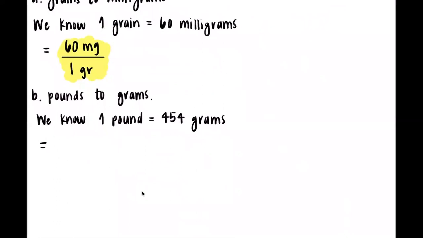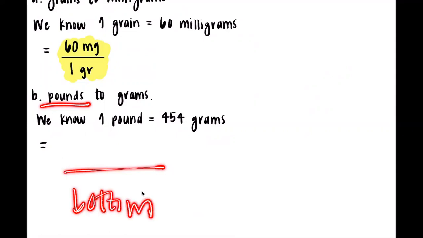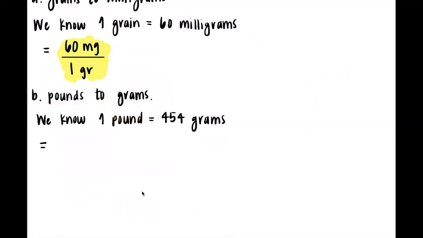Okay, so pounds to grams. Again, you want to ask yourself, who are you converting from? Who are you converting to? We're going from pounds. So where's that going to be? That's going to be on the bottom. To grams. So that's going to be on the top. So the new unit is grams.